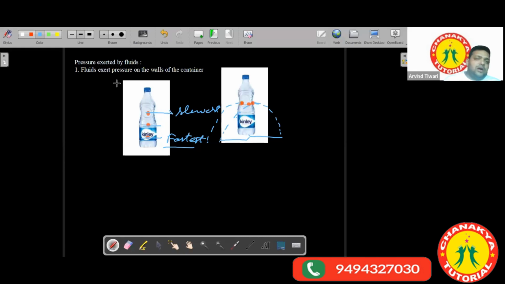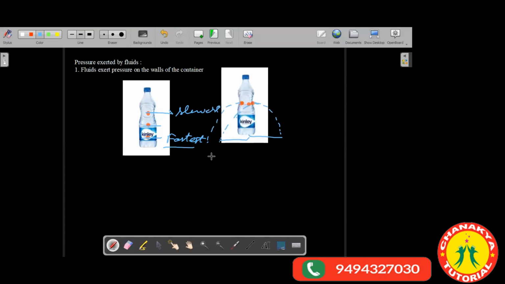First of all, fluids exert pressure on the walls of the container. A similar thing happens when we inflate balloons. If you are inflating a balloon, you are filling in air continuously. The air that you fill in exerts pressure on the walls of the container, causing it to expand. Isn't that the reason why balloons expand?